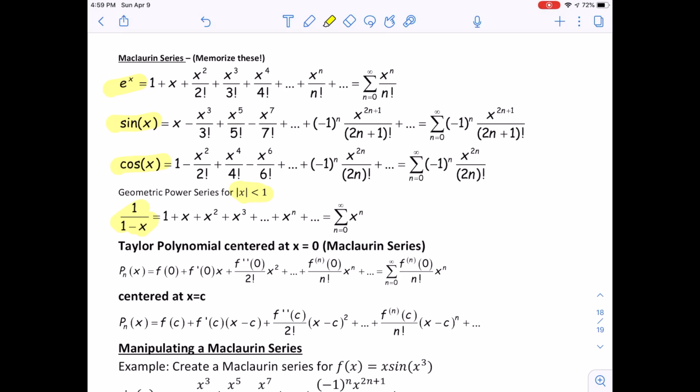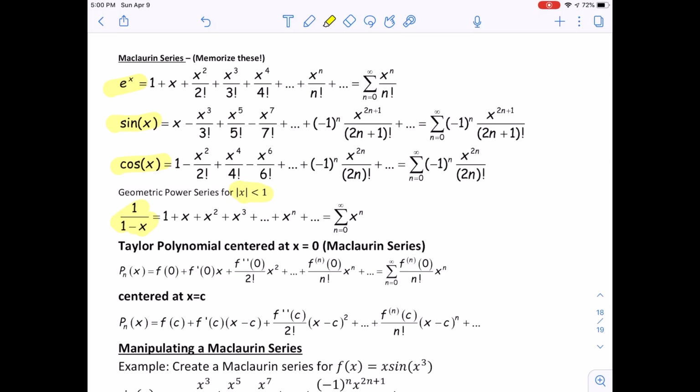You also need to know the Taylor polynomial centered at 0, or the Maclaurin polynomial. And you're also going to have to know that same Taylor polynomial centered at c. These are musts. If you do not have these memorized, you are going to miss a lot of multiple choice questions and the series question that probably will deal with these. And it's going to save you a lot of time.